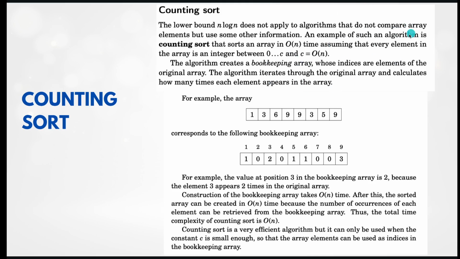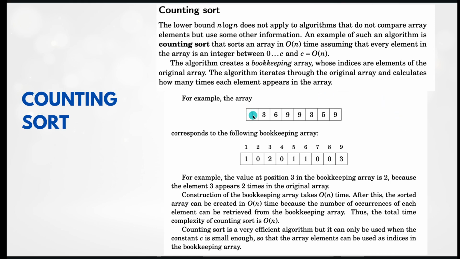An example of such an algorithm is counting sort, which sorts an array in O(n) time, assuming that every element in the array is an integer between 0 and c, where c = O(n). This algorithm creates a bookkeeping array whose indexes are elements of the original array. The algorithm iterates through the original array and calculates how many times each element appears in the array.